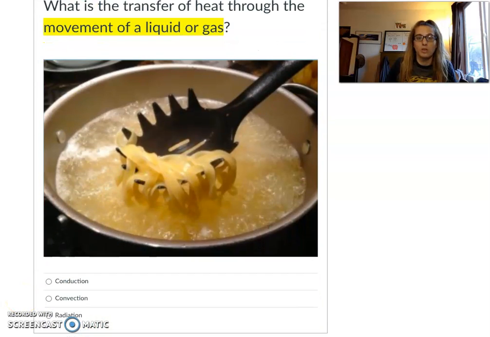Question 2. What is the transfer of heat through the movement of a liquid or gas? So you can see that I've got my stove on, my stove heats the water, and the water heats the pasta. Is that conduction, convection, or radiation? Press pause and find it, choose it, and press play.